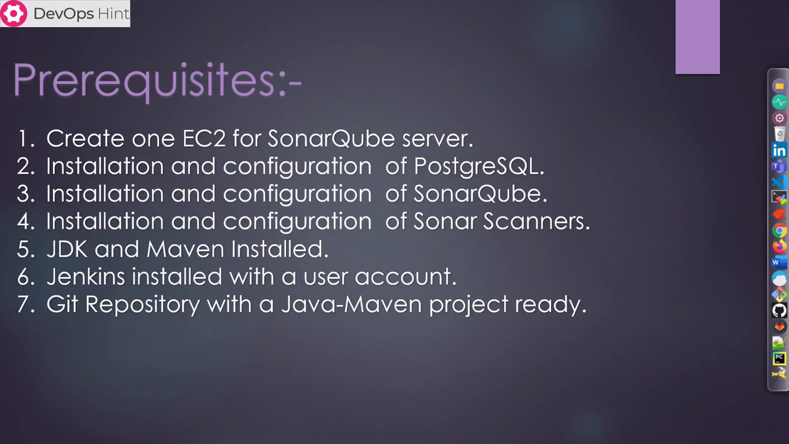So these are the prerequisites to integrate SonarQube with Jenkins. You have to create one separate EC2 for a SonarQube server. You have to keep it in a different environment. Then installation and configuration of PostgreSQL, SonarQube Scanner, SonarQube, then JDK and Maven should be installed. Also Jenkins should be installed with a user account and a Git repository with a Java Maven project ready.